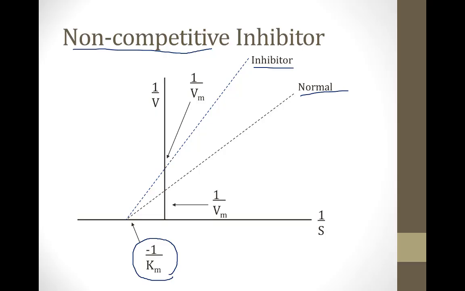And this is the tricky part to remember, but when Vmax goes down, it means 1 over Vmax goes up. So the point where the curves cross the y-axis will rise when you add a non-competitive inhibitor. That's because Vmax has gone down and therefore 1 over Vmax has gone up.